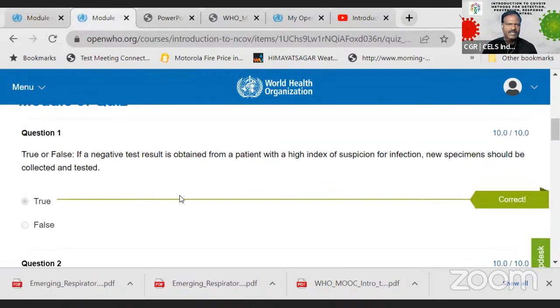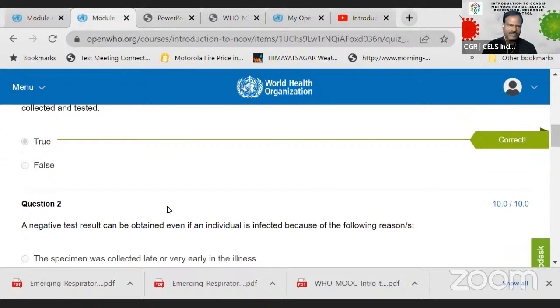So here you see, if a negative test result is obtained from a patient with a high index of suspicion for infection, a new specimen should be collected and tested. This also you have to follow at your personal level, that is true.